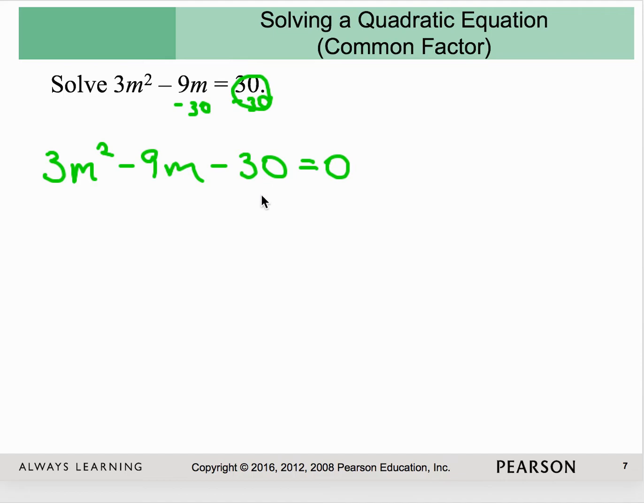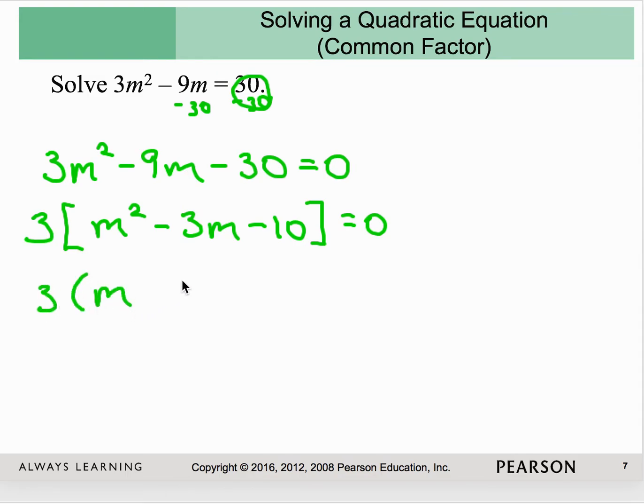I hope you said do not forget about the greatest common factor. So let's take out a 3 first. And that leaves m squared minus 3m minus 10 now equals 0. Okay, so now this has a leading coefficient of 1, so it should be easy to factor. If it's not prime, there will be two numbers that multiply to give negative 10 and add to give negative 3. Those two numbers should be negative 5 and positive 2.